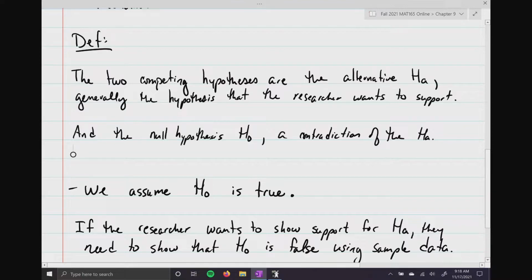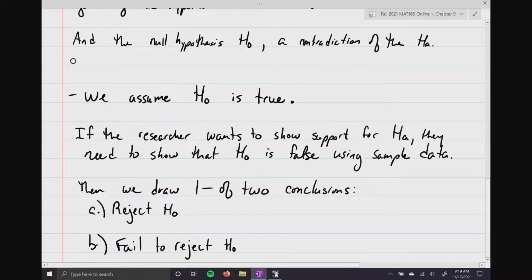All right, so here's our first definition. We have 2 competing hypotheses, the alternative, HA, and the alternative is generally the hypothesis that the researcher wants to support. Then you have the other hypothesis, which is called the null hypothesis, H0, and that's going to be a contradiction of HA. Now, we always assume that H0 is true, okay? And if we do that, what we want to be able to do is show support for HA. In other words, we need to show that if H0 is true and we want to support HA, which is our alternative, then we need to be able to show that the null hypothesis is false using some sort of sample data. And then we draw one of 2 conclusions. The first conclusion, reject the null. Or the second conclusion, we fail to reject the null. And that's basically what this is about.